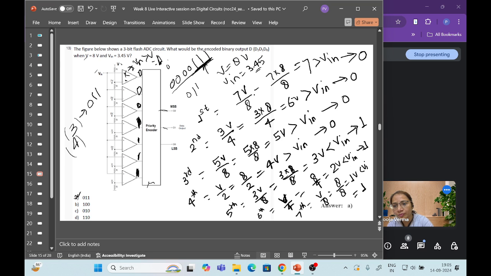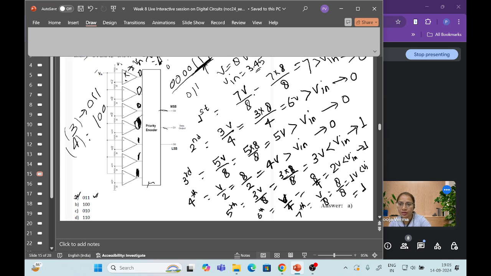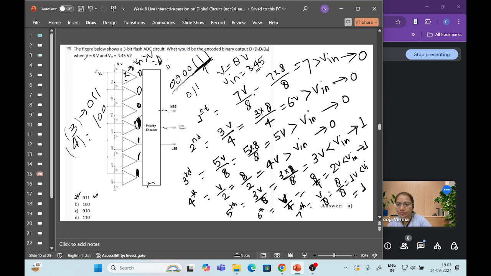That will be 1, 0, 0. So for 4, if four inputs are high, then we can write it like this. But here three inputs are high, so we write 0, 1, 1. Okay, so now I hope all of you understand this question.